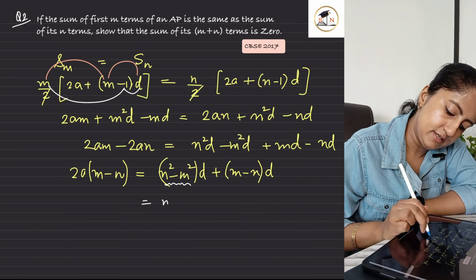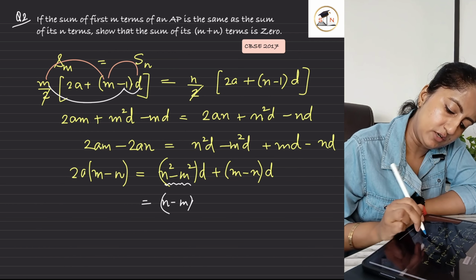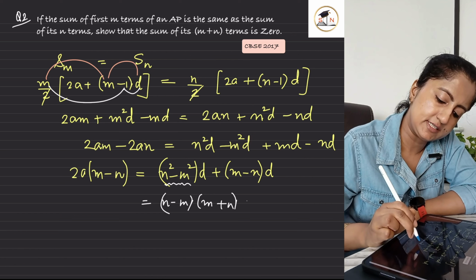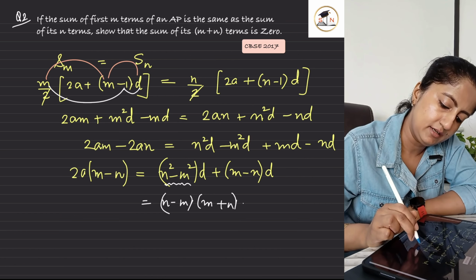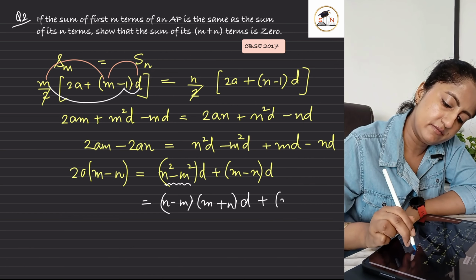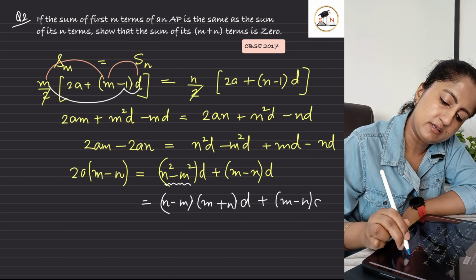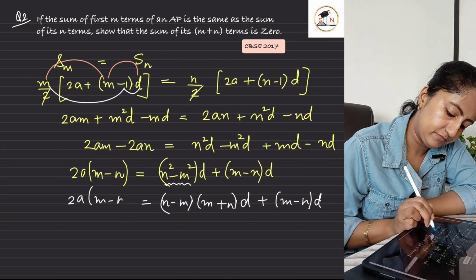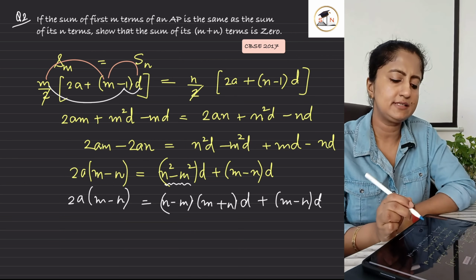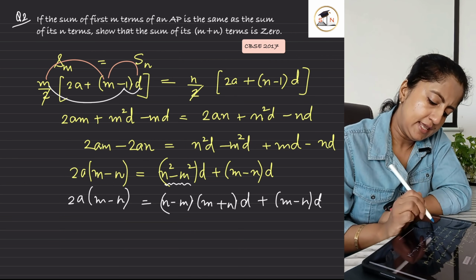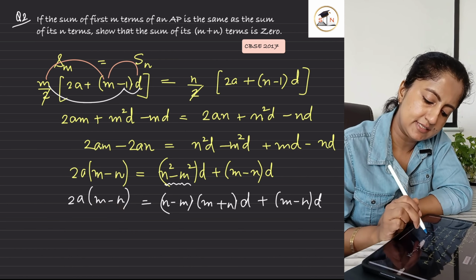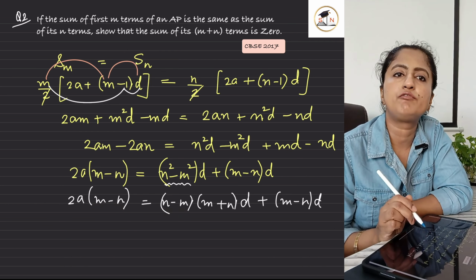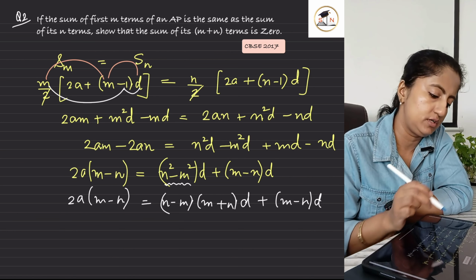So let's write it n minus m into m plus n. In addition, it doesn't matter what comes first or what comes second. d plus (m minus n) d. The left side remains as it is. Now what we can see over here, this is n minus m, whereas it is m minus n. There is just a difference of one negative, which we need to take out.